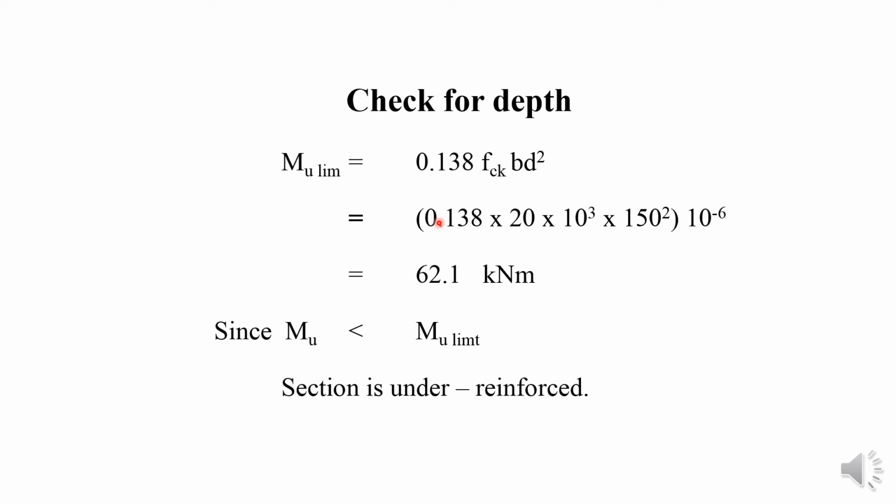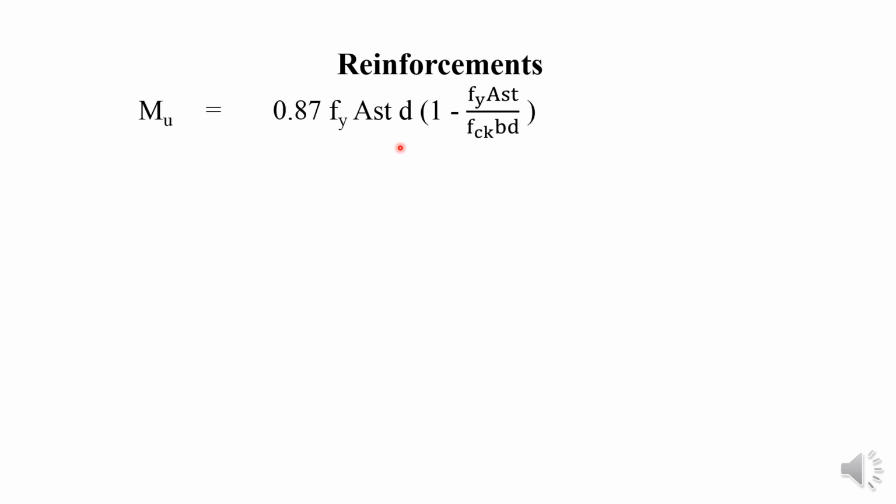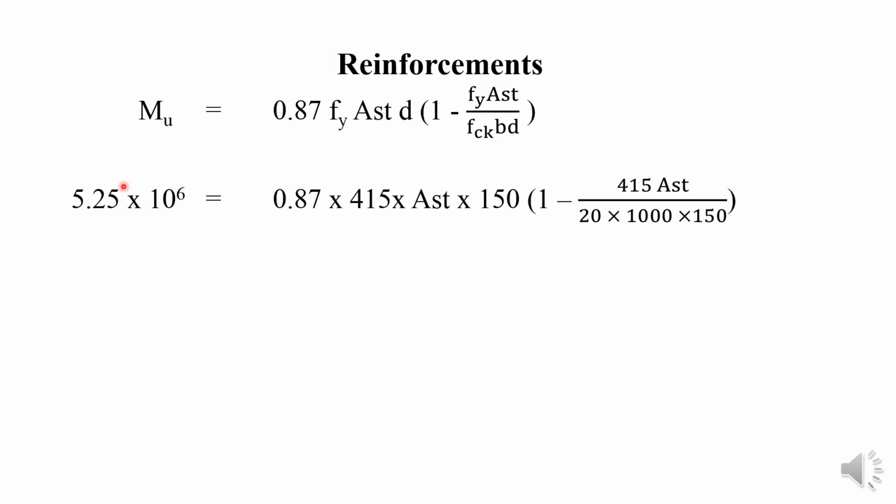So we have to design the section as an under reinforced one. Since this is an under reinforced section, we have to find out the area of steel reinforcement by using this equation, that is Mu is equal to 0.87 fy Ast into d into 1 minus fy Ast divided by fck into b into d. So substitute all the values here and finally we will get the Ast value.